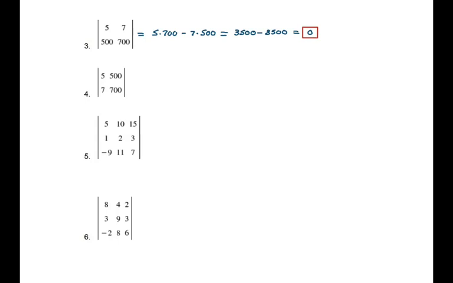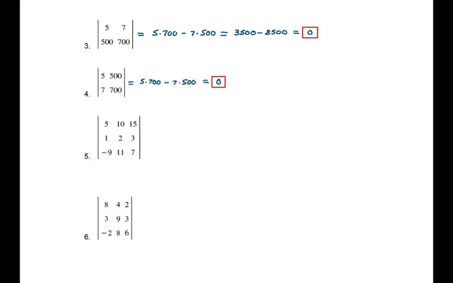For number 4, we're going to calculate the determinant. So it'd be 5 times 700 minus 7 times 500, which again in this case would give me 0. Just by interchanging where some of the entries were, we still get a determinant of 0 in this case.